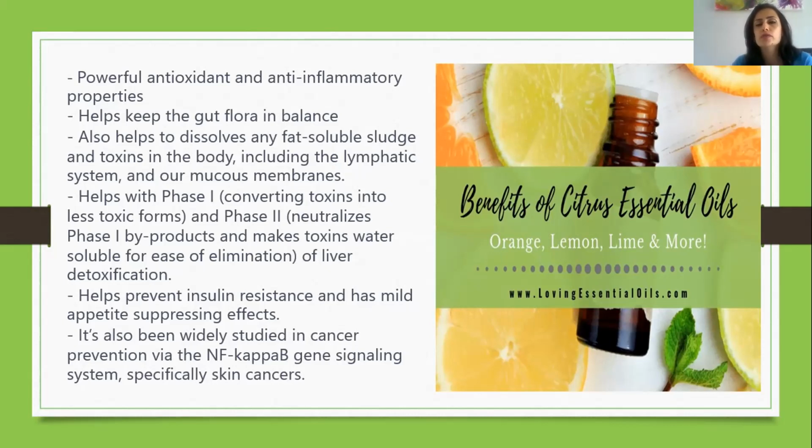Phase 1 of the detoxification is converting toxins into less toxic forms, and phase 2 is neutralizing those phase 1 byproducts and making those toxins water soluble so that your body can get rid of them through the liver detoxification process. So citrus oils can help with phase 1 and phase 2 of detoxification. They also help with insulin resistance, and they have mild appetite suppressing effects. And they can also help prevent cancer, more specifically skin cancers. So it might be a good idea to use citrus oil in your daily routine.